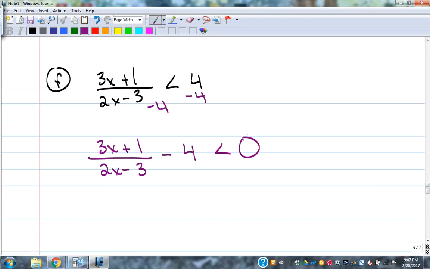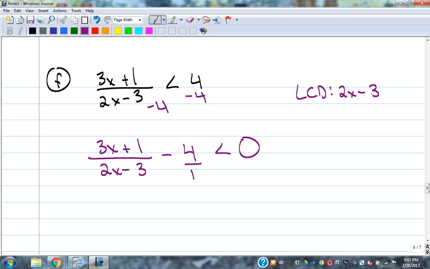Less than 0. Okay. Least common denominator. They're not going to be too rough on you with these inequalities. It's just not going to be that difficult.